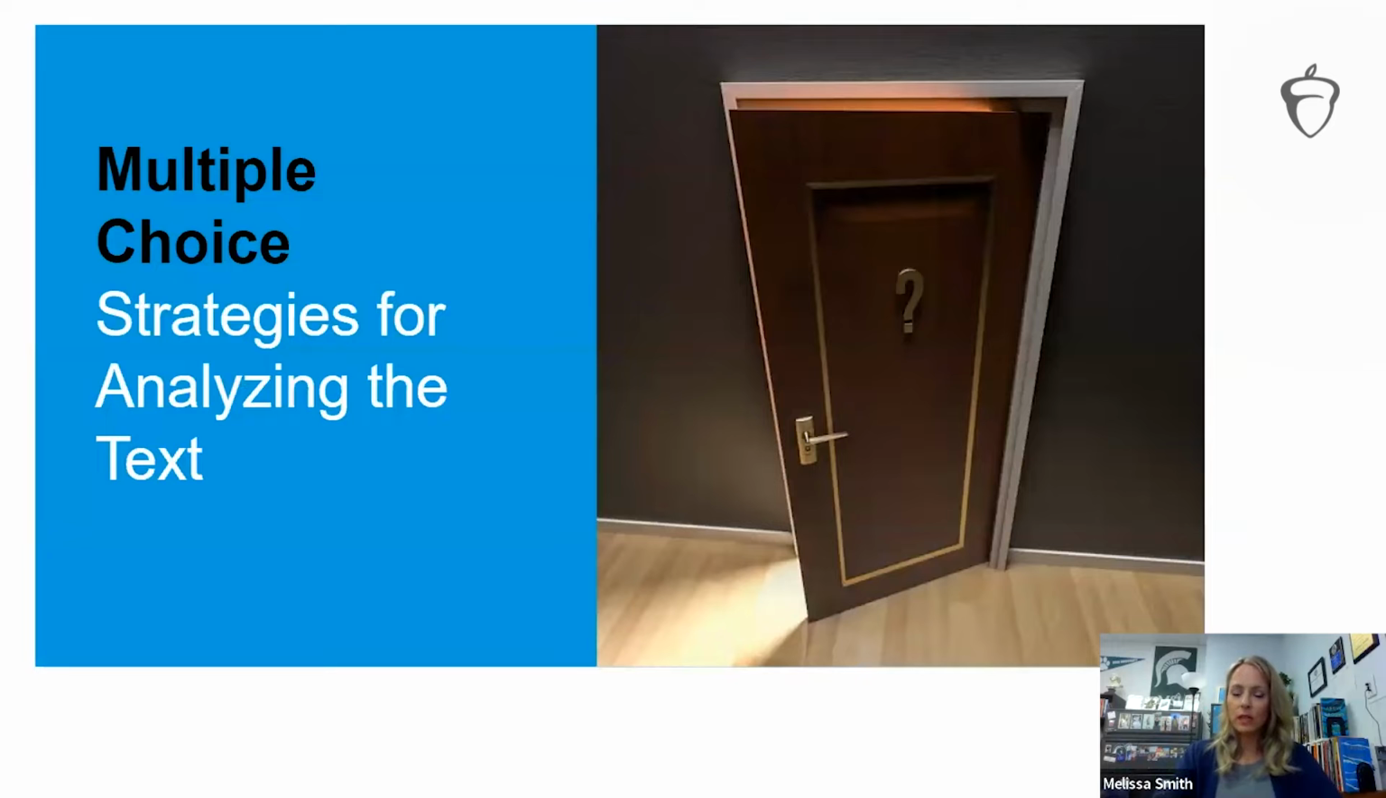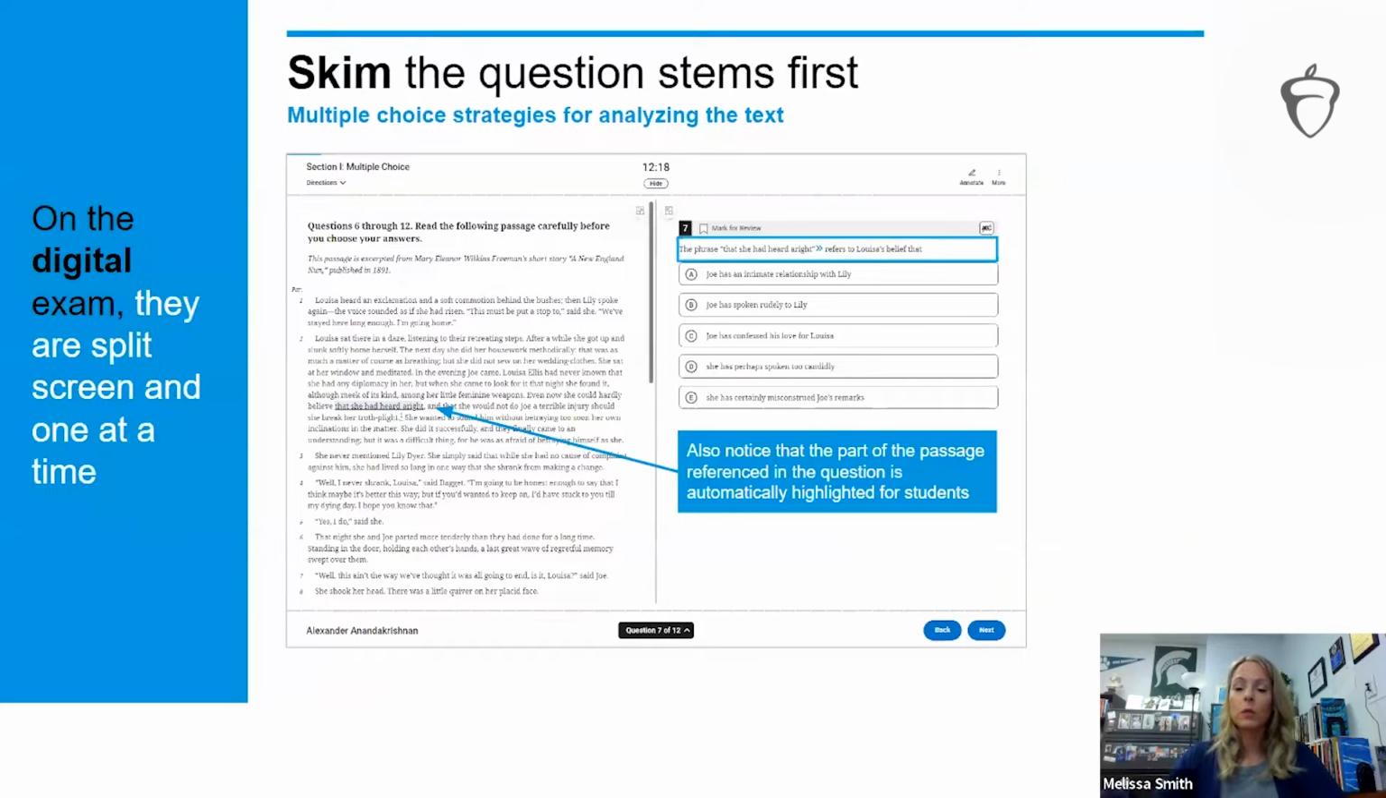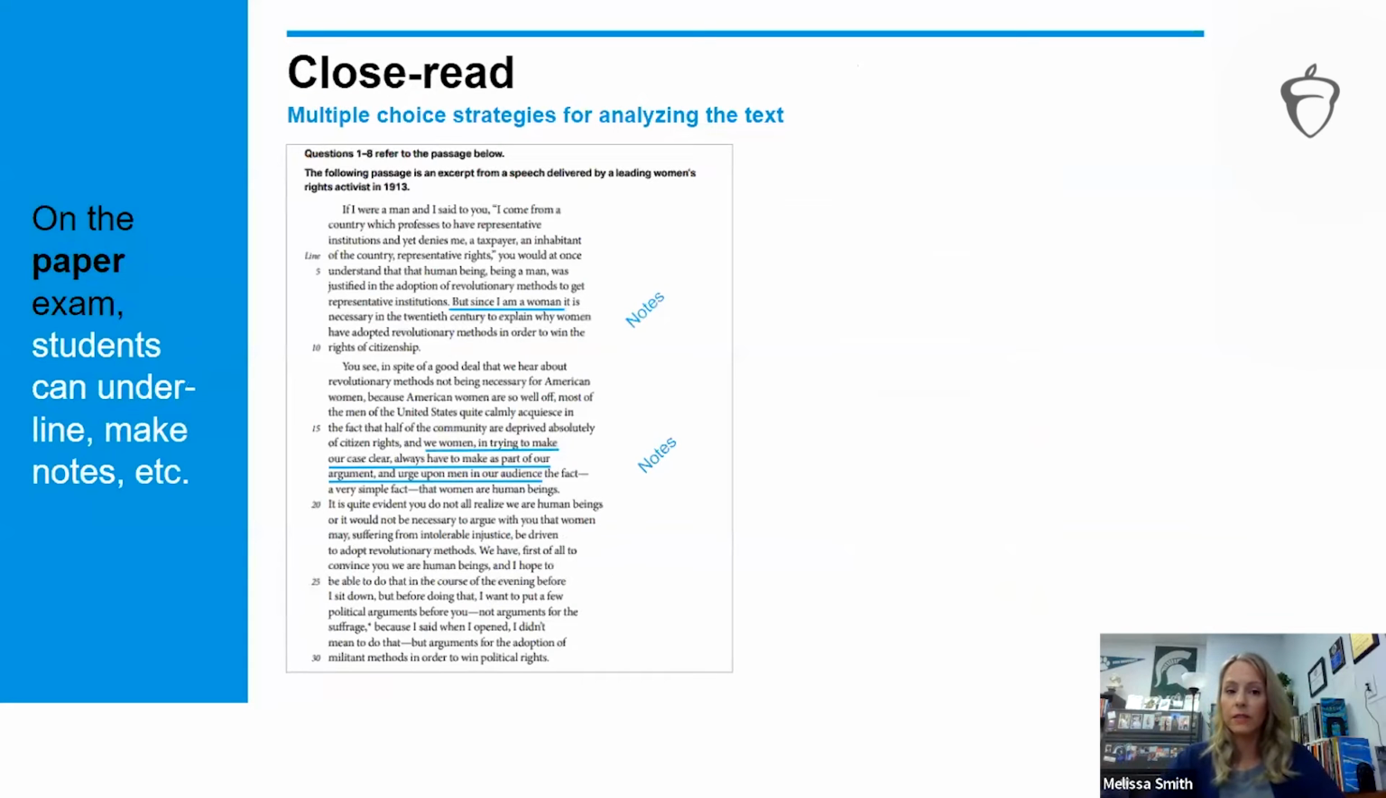When students are answering multiple choice questions, these are some strategies I teach them to help them analyze the text they are about to answer questions on. Again, I said this earlier, on the paper exam, a student will see multiple questions on one individual page, which I know for some of my students felt a little overwhelming. On the digital exam, they only see one question at a time. And if the question is referring to a phrase or line of the passage, that will be highlighted already for the students, so their eyes don't have to scan and find the phrase that the question is asking about. My students loved that feature.